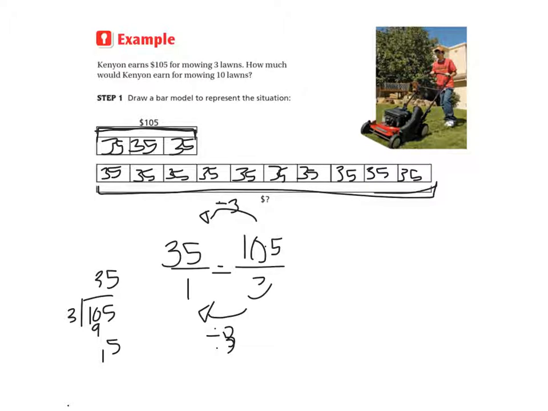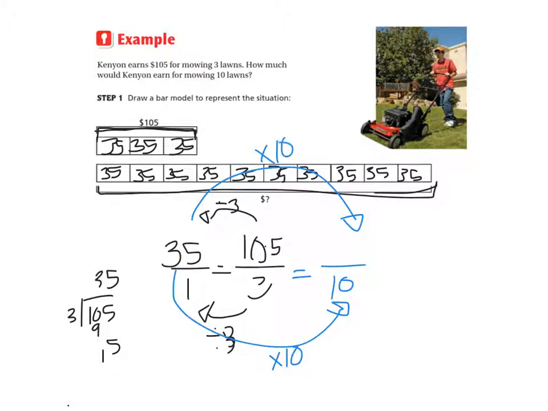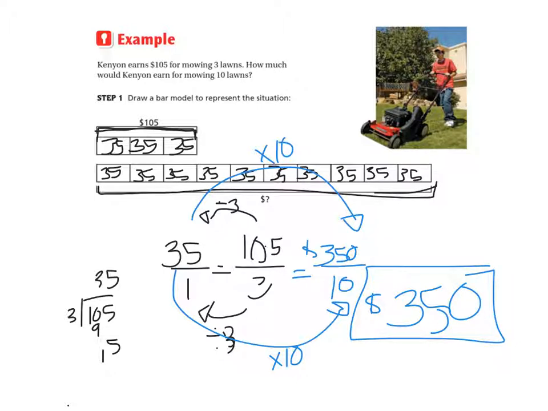One way I like to do it here is I take 35 and I'm going to come this direction until I get to 10 lawns. So to get 1 to 10, I'm going to times by 10. Then I'm going to do the same thing to the top. So 35 times 10 would be 350. So he makes $350 if he mows 10 lawns. And that's our answer there.